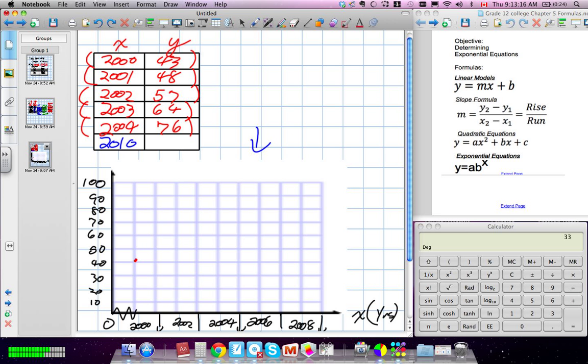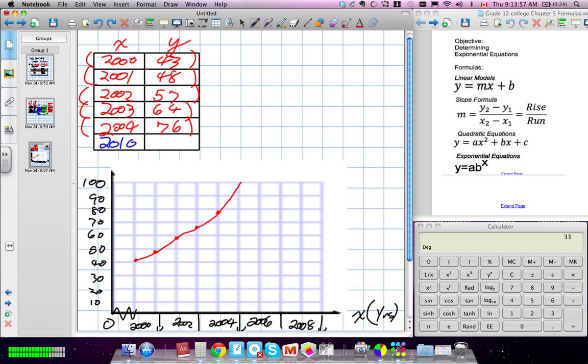Okay, so we have 43 as our first point. Our second point in year 2001 is 48. 2002 is 57. 2003 is 64. 2004 is 76. If we look at this, this actually ends up looking quite flat. But what's going to end up happening is eventually this is going to start to take off more and more. So unfortunately, even my y-axis isn't going to give me a good estimate to 2010.